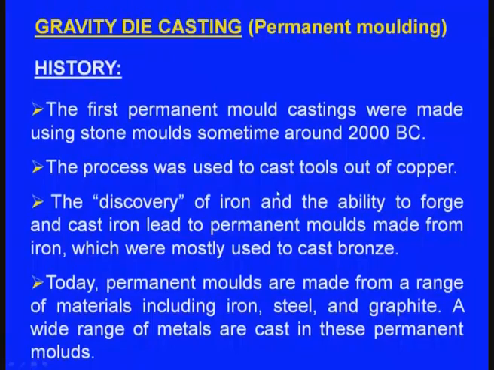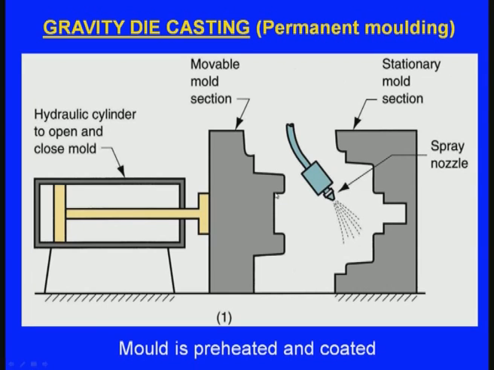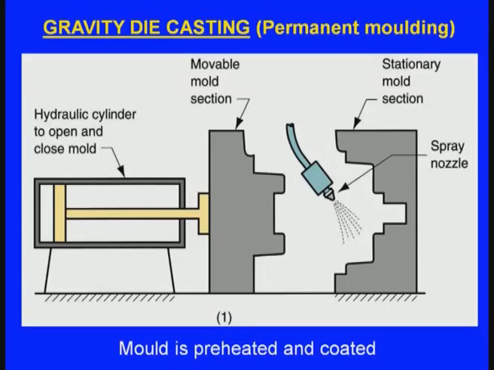Now, what are the metals that are cast in these molds? Several non-ferrous materials can be cast using these molds. Now, first we will be learning about gravity die casting. What are the steps involved in this process?